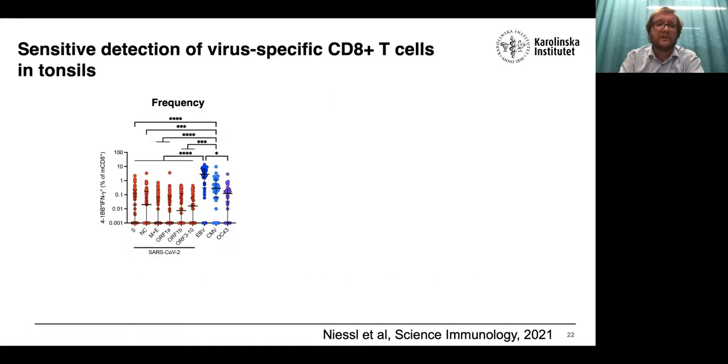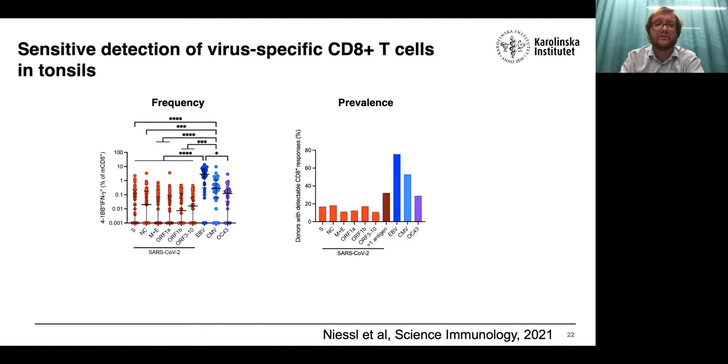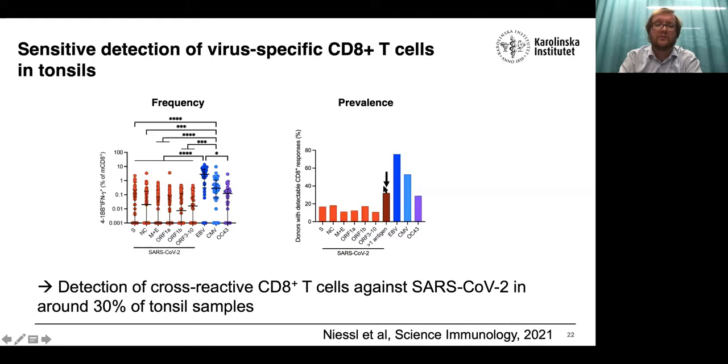So this graph summarizes the frequencies of 4-1BB and interferon gamma positive cells. And essentially what you can see here is that there's no question, for example, that EBV and CMV specific responses in general are higher in non-exposed donors, but you do still see SARS-CoV-2 specific cross-reactive responses. And the prevalence of that differs quite a lot between different individuals. But if you combine them, for individuals that have one antigen or more, we find detection of cross-reactive CD8 T cells against SARS-CoV-2 in around 30% of tonsil samples.